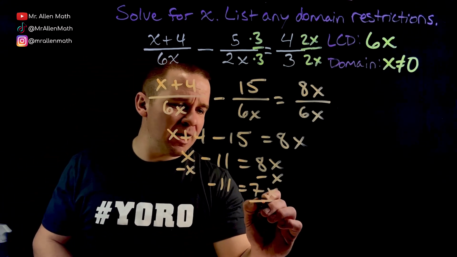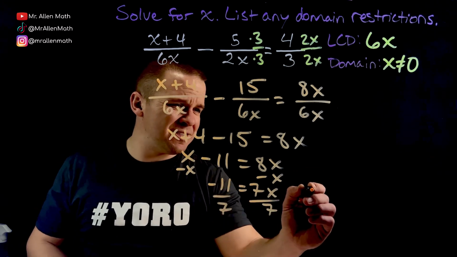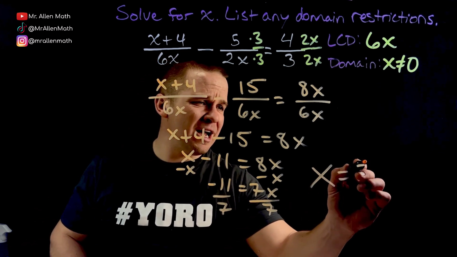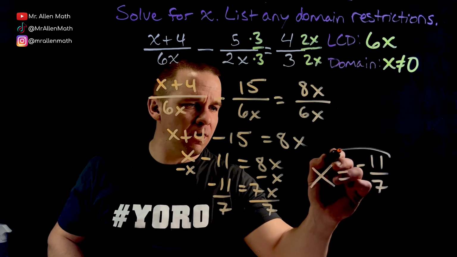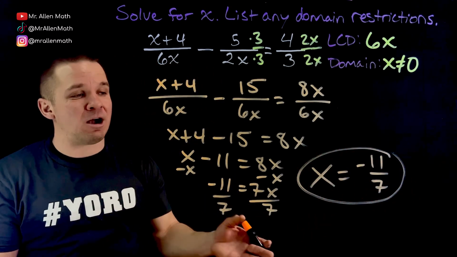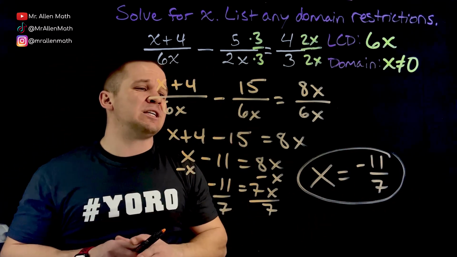So now I'm going to divide by 7 on both sides. And yes, this is a terrible, ugly negative 11 over 7. That's awful, but it's okay. It is the answer. If you were to plug that in, you'd get both sides equal to each other.